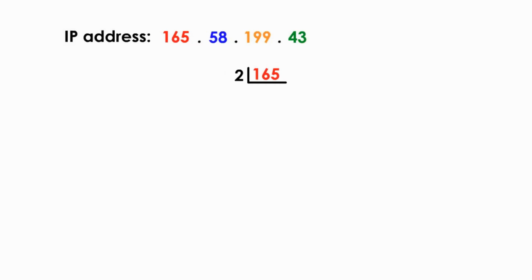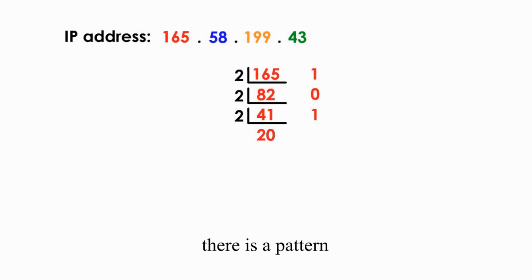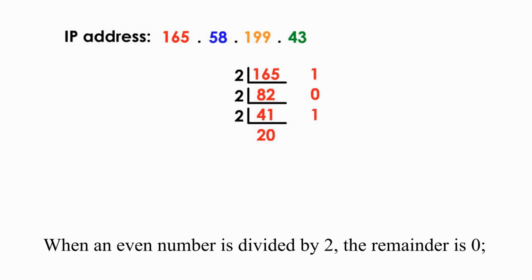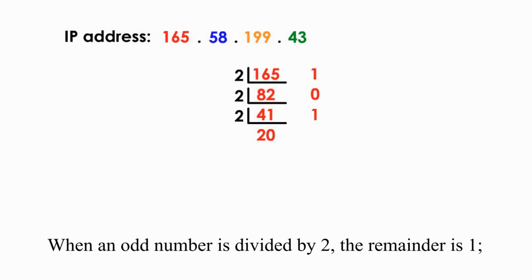165 divided by 2, the result is 82, and the remainder is 1. 82 divided by 2, the result is 41, and the remainder is 0. 41 divided by 2, the result is 20, the remainder is 1. There is a pattern. When an even number is divided by 2, the remainder is 0. When an odd number is divided by 2, the remainder is 1.